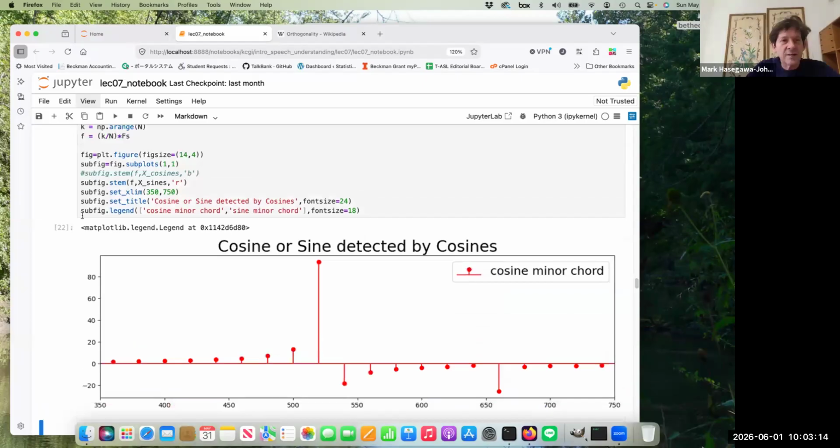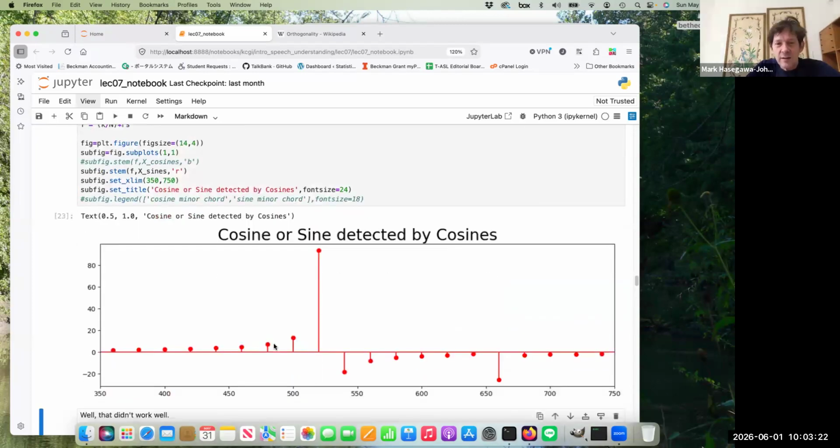Let's get rid of the legend because it's no longer accurate. So if I just show the sine waves, the 440 is gone completely. The 520 is still there, but at a much lower amplitude. The 660 is also still there, but also at a much lower amplitude.